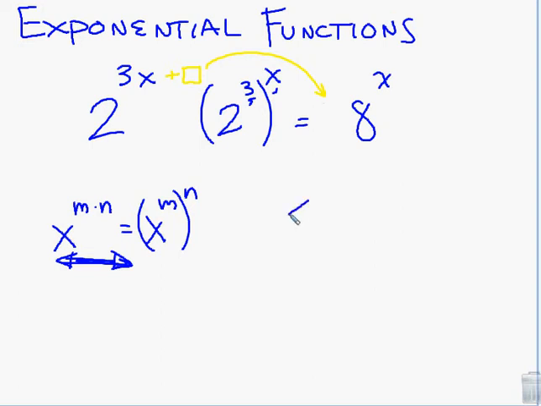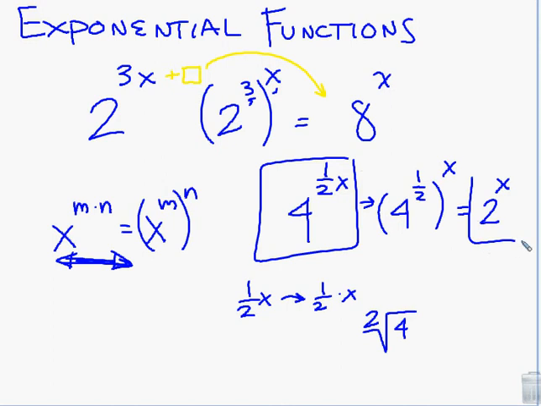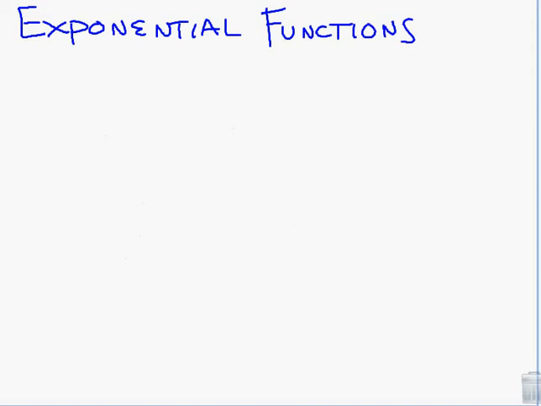All right, let's try another one. 4 to the 1/2 x. Well, I'm going to break 1/2 x into 1/2 times x, which then is going to allow me to go 4 to the 1/2, to the x. Well, taking something to the 1/2 power is like taking the square root, where 2 is my index and 4 is my base, or my radicand, which is now 2 to the x, right? So what started out here, I break it up, and I simplify it over here. Since there's no plus anything, the coefficient is a 1, and 4 to the 1/2 x is the same as 2 to the x.